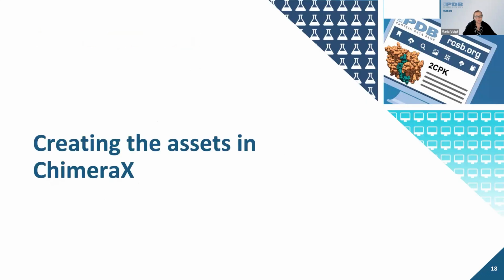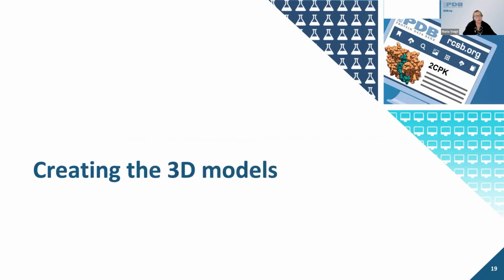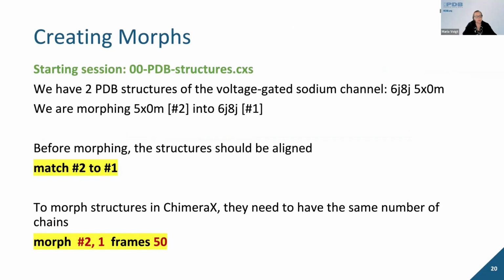So now we know the important things, and we can go into creating the assets in ChimeraX. First up, usually you should start with creating the 3D models. What we're gonna need for this animation is a morph. If you're practicing with me, you can now open the 00 PDB structure CXS session and also open the commands for workshop text file in text edit or WordPad or some basic text software. In a second, we're gonna go to Chimera, but I'm just gonna explain these commands first.